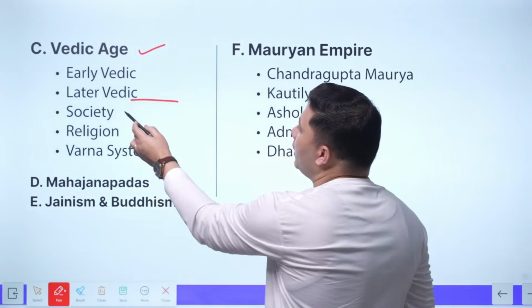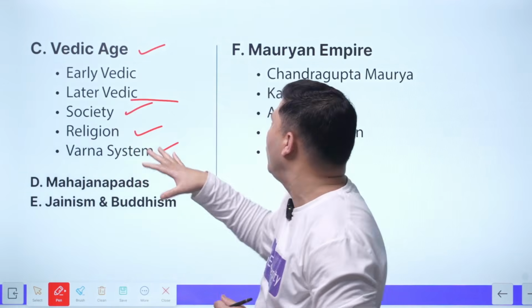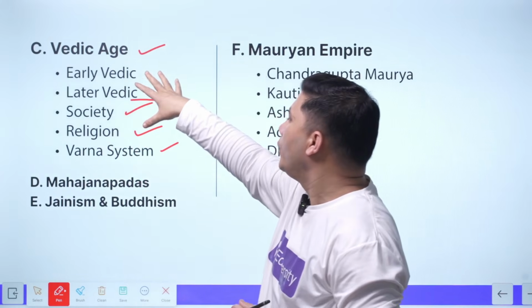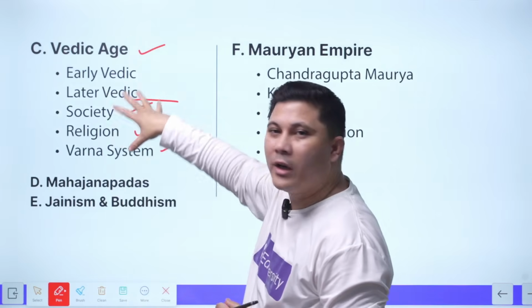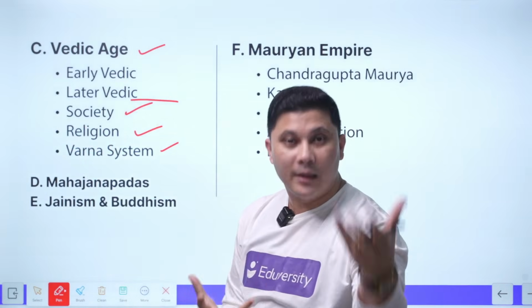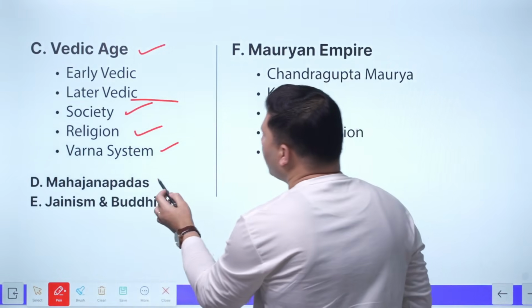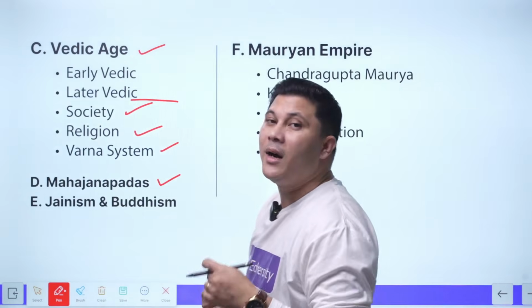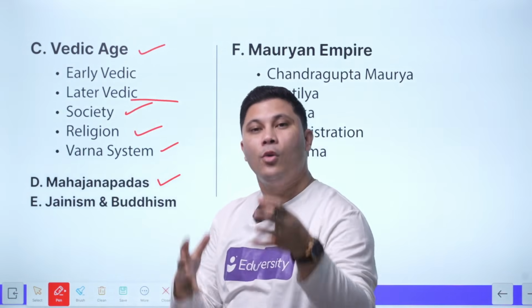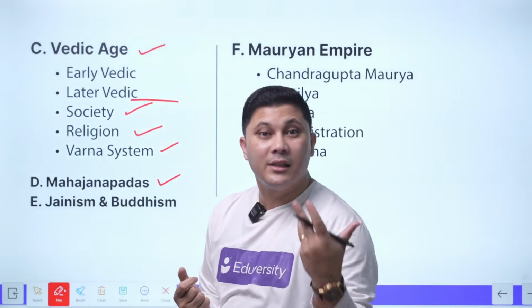Their society, their religion, the Varna system, all of these things we have to study, and how all of this complex society gave birth to Jainism and Buddhism, right? Then apart from this, you have to study the Mahajanapadas, the 16 Mahajanapadas. You also have to know their present name, their capitals, their significance.